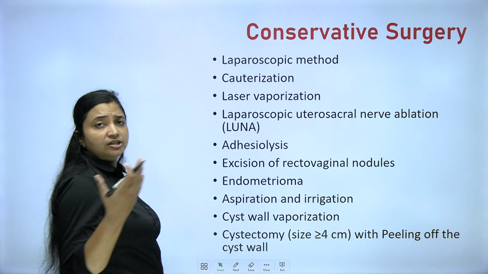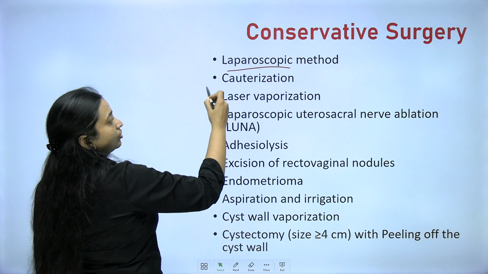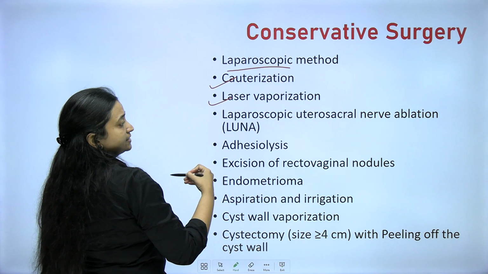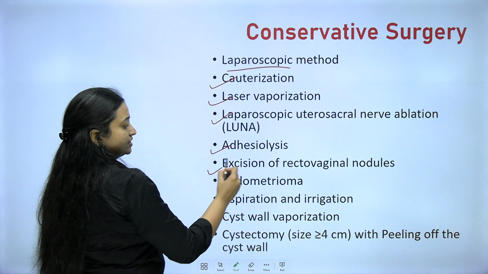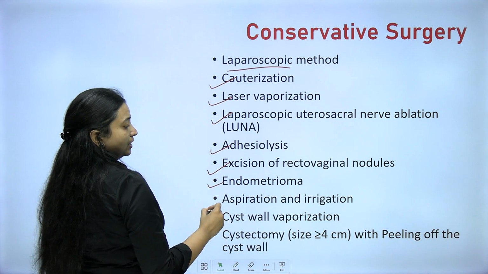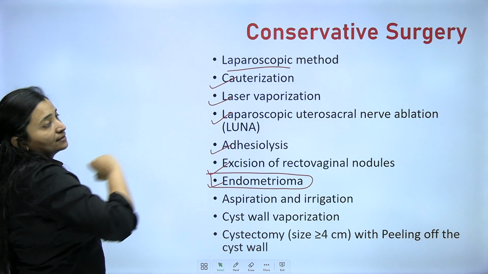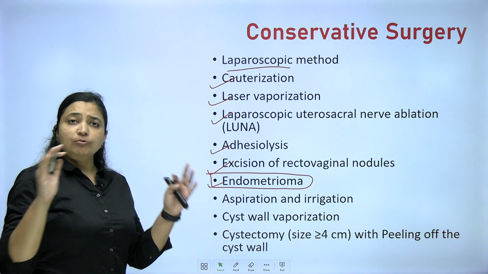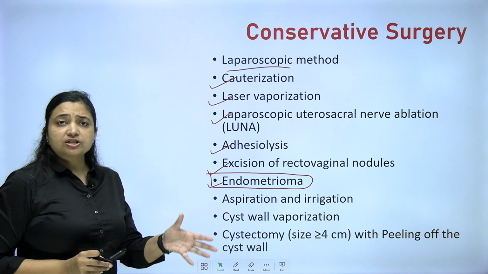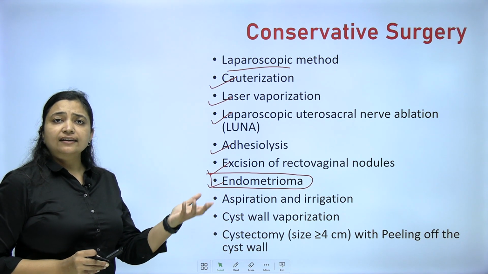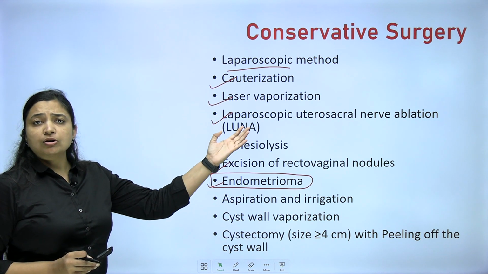Again, there is conservative surgery and definitive surgery. In conservative surgery, we generally go with a laparoscopic method where we can cauterize the lesion, we can go for laser vaporization, laparoscopic uterosacral nerve ablation, adhesiolysis, excision, drainage of endometrioma, aspiration. How do you manage endometrioma, right? See, if you see my last lecture, I have given you a variety of presentations of endometriosis in laparoscopy. So depending on what is occurring, you have to decide there and then proceed with the surgery. If it is an endometriotic spot, you can either excise, or go for cauterization or fulguration.